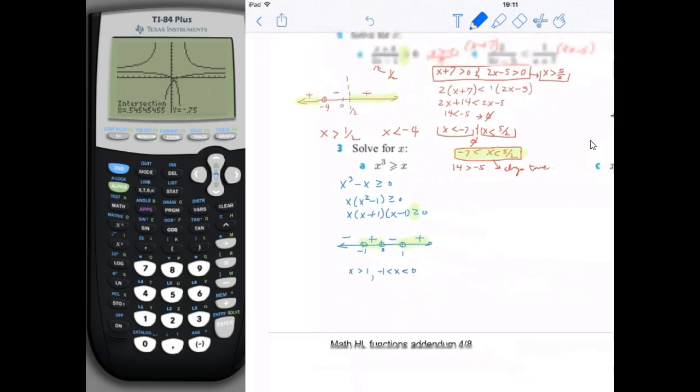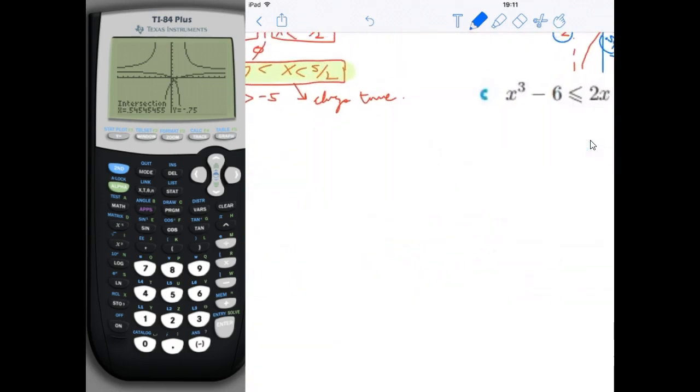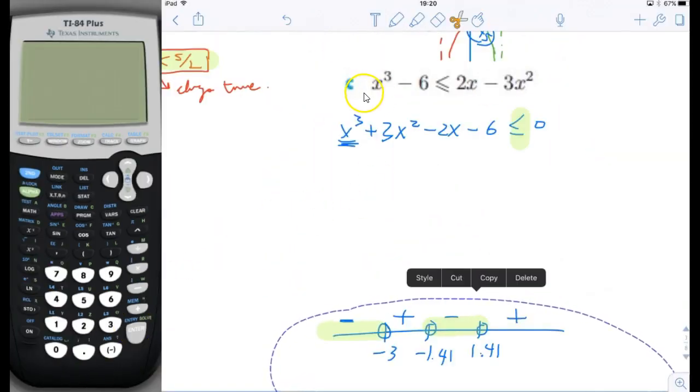Okay, and finally, let's do 3c. And let's do c now. So, as usual, we're going to move everything to the left side of the equation and leave 0 on the right side. When I do that, I'm going to subtract 2x from both sides. I'm going to subtract 3x squared from both sides. Or I'm going to add 3x squared to both sides. I end up with x cubed plus 3x squared minus 2x minus 6 is less than or equal to 0.